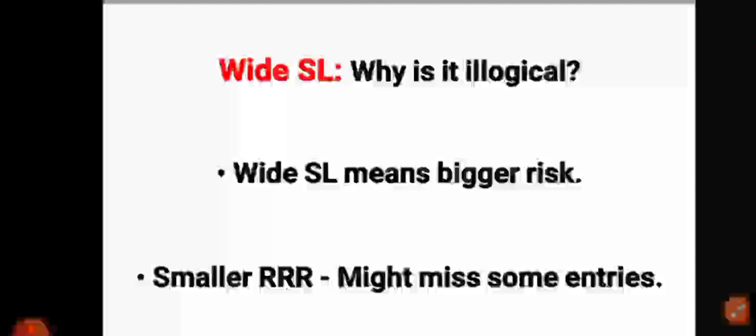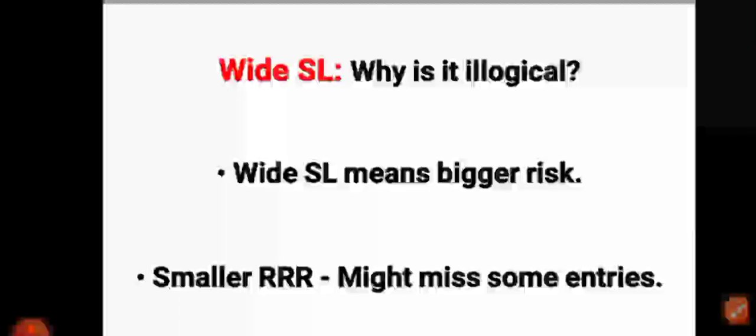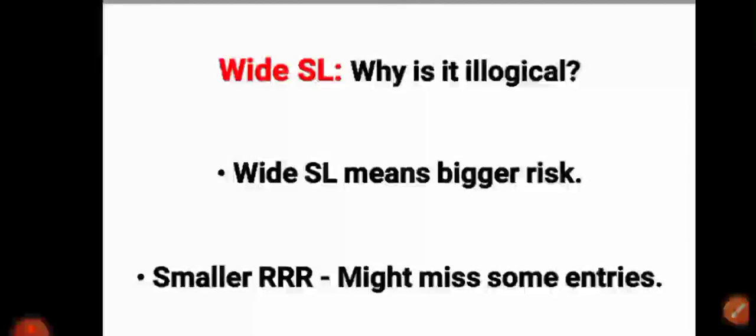Let's say he used 10 pip stop loss, and then you are using 30 pip stop loss. You're losing $3 on the same trade where he is just losing $1. So that is the downside. And then the second one is smaller risk to reward ratio. I explained it in the other one, so no need for much explanations here again.